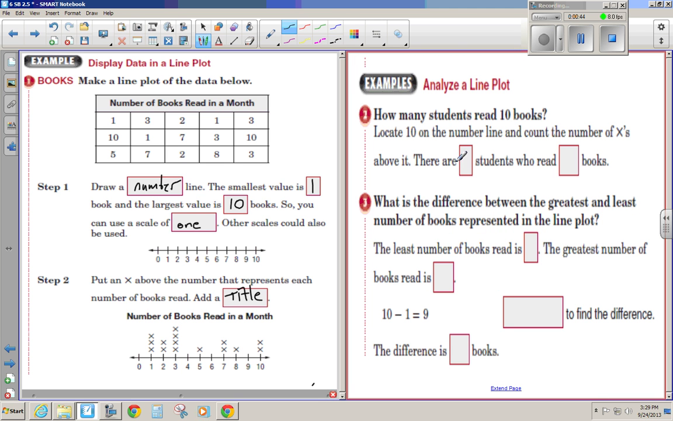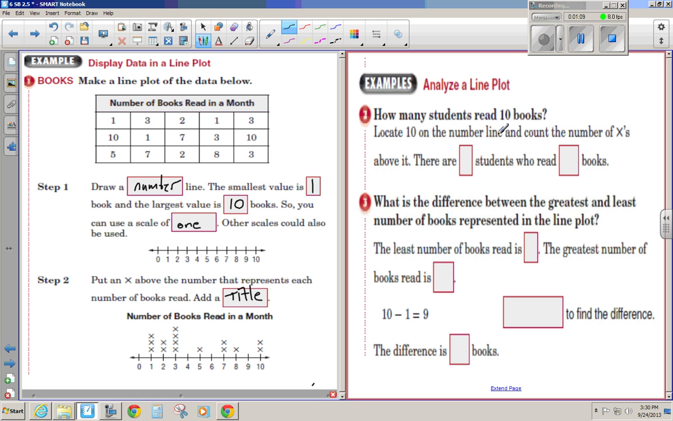Alright, now, how you can analyze a line plot. Basically you can see here 1 happens 1, 2, 3 times, so there are 3 X's. A 2 happens twice, so there are 2. 3 shows up 4 times, so there are 4 X's. There are no 4s, but you need to show that there are no 4s. Don't leave a gap.